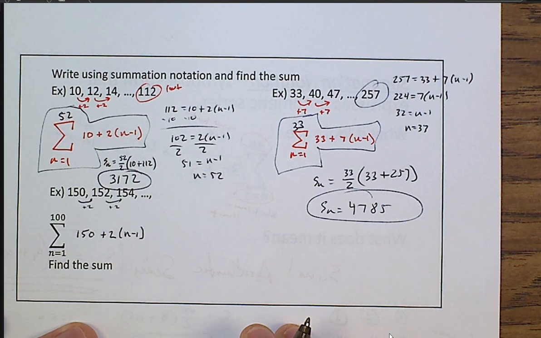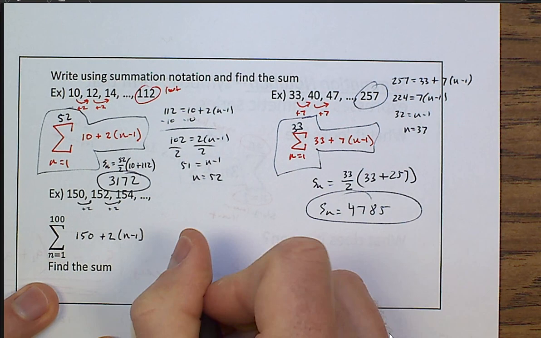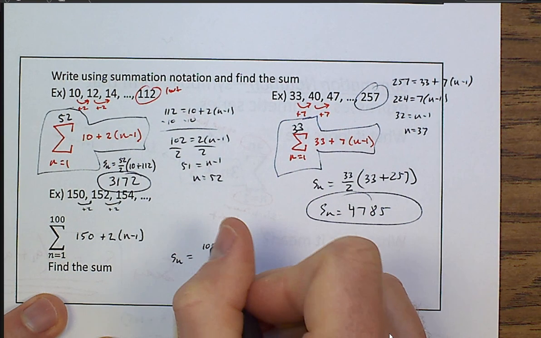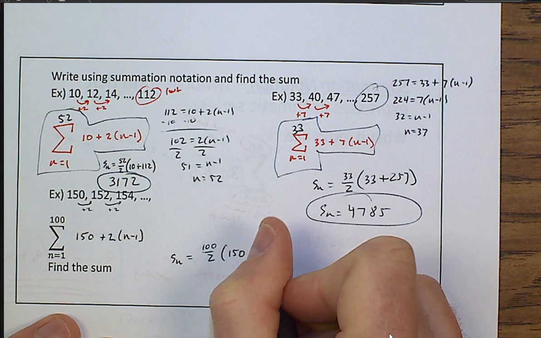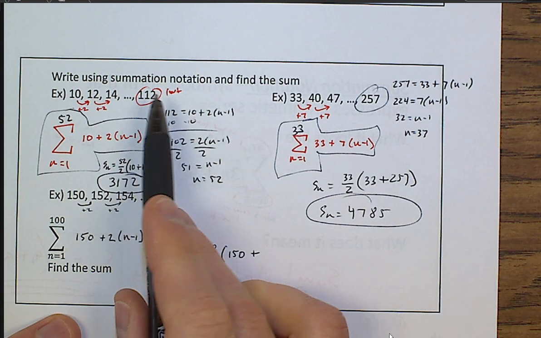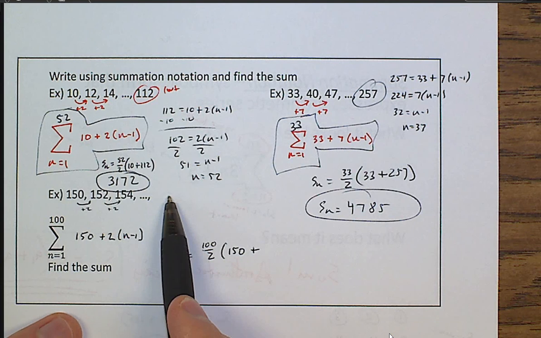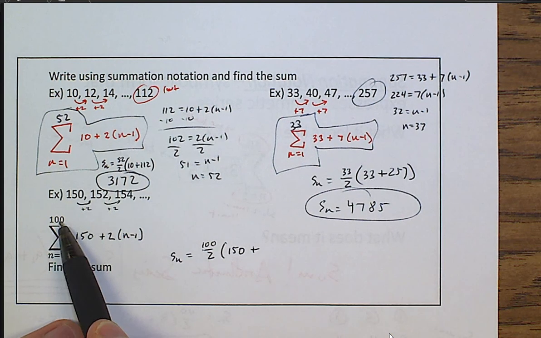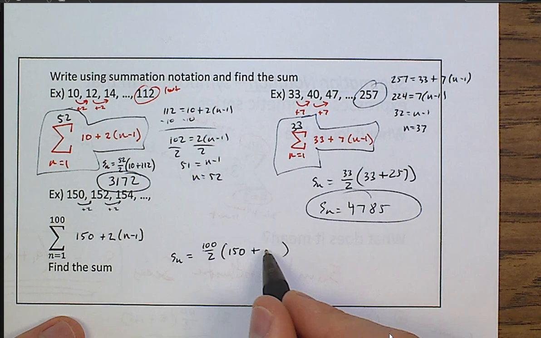Now, if I ask to find the sum, sometimes it helps just to write it out. I know I have 100 terms. I know what my first term is. I need to know what my last term is. I don't have that information. Notice on these two, I gave it to you. Here I don't have it. I know I have 100 terms total, so I need to figure out what that 100th term is. How do we do that?